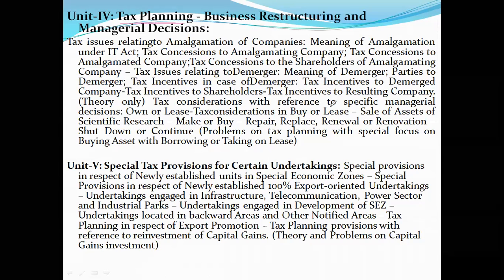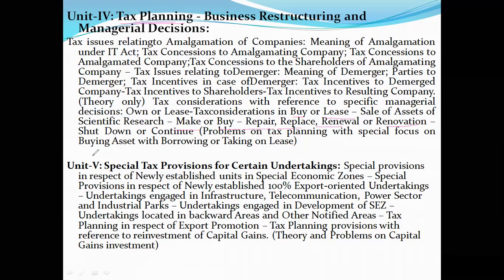in mind. Okay, similarly, sometimes you may have to decide on buying a property or taking it on a lease. You may have to take a decision on whether to make a product or buy a product. You have to take decisions with reference to repairing, replacement, renewal, renovation, like that. So all these decisions, how you are going to take with a special reference to tax planning in mind, that topic will be discussed in unit 4.